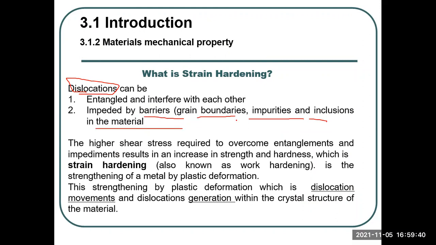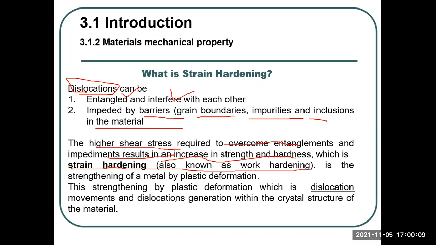Okay, so the most important thing is once you have more and more dislocations, you will have more and more entanglement, more and more interference. This makes the flow or movement of dislocations even harder. So that's what we put here: the higher shear stress required to overcome entanglement and impediment results in increased strength and hardness. This we call strain hardening. This is a very typical one in metals.